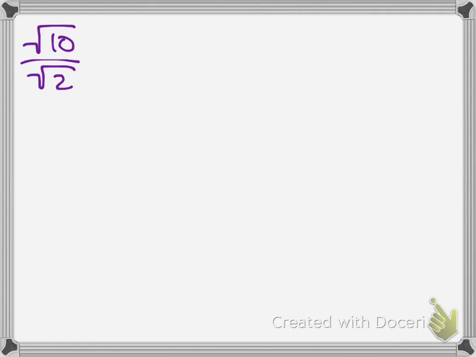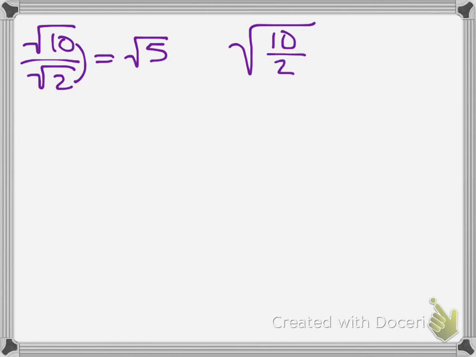So what about this? Square root of 10 over square root of 2. Well, 10 is divisible by 2, and that would give you square root of 5. And that's it. You can divide these two numbers because they're both under the square root symbol. So you're technically allowed to do that because it's like saying 10 over 2, and that would lead you back to that.